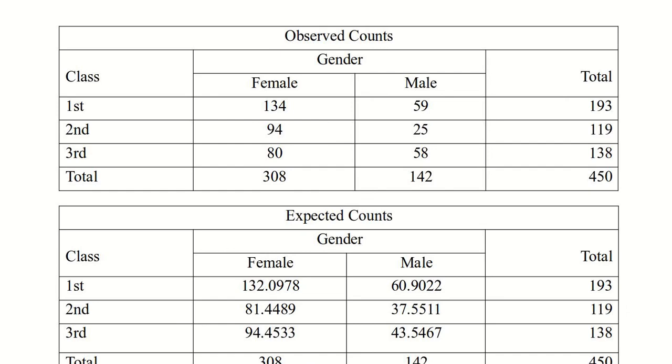Here are the two tables side by side, the observed counts, the actual number of survivors in each class and each gender, and then what we expect when we make the assumption from the null hypothesis that the gender and class were independent. So those expected counts came from that. Notice that the totals are the same.